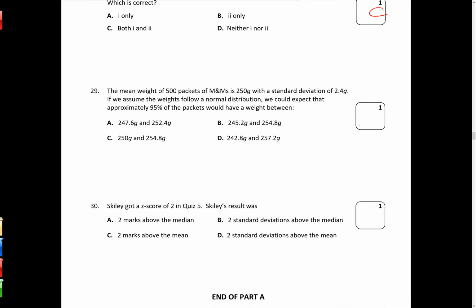29, the mean weight of 500 packets of M&Ms is 250 grams with a standard deviation of that. Okay, we're talking about percentages. 95% of the packets. I can see this is talking about this normal distribution curve. Okay, so we've got the percentages. I know in the middle lies the mean, which is 250 grams. Standard deviation of 2.4 means we're jumping up 2.4s. So 250 plus another 2.4 is 252.4.